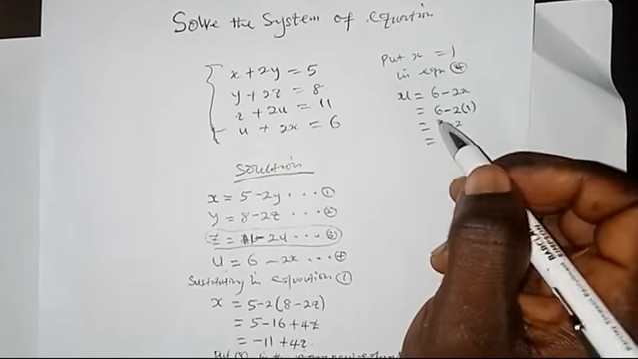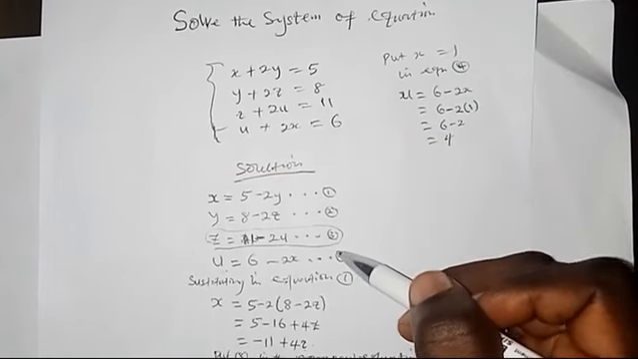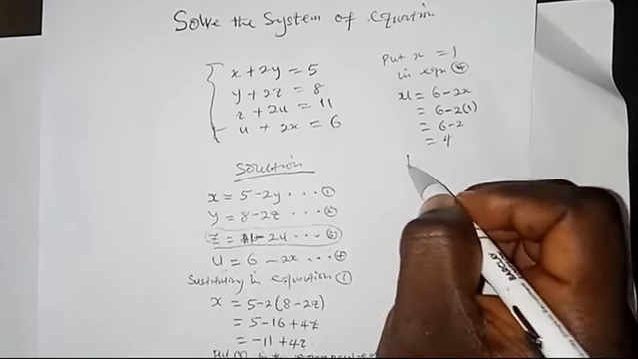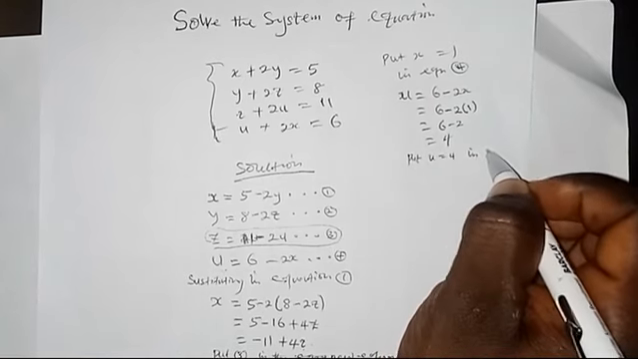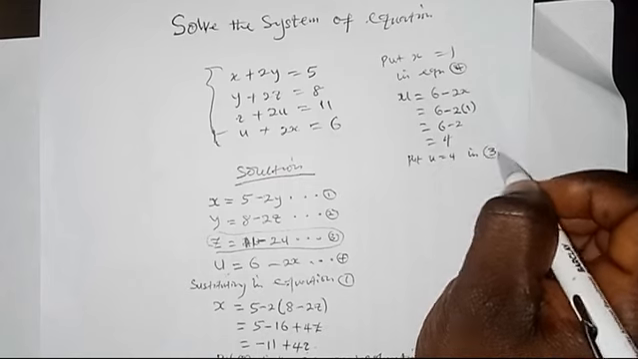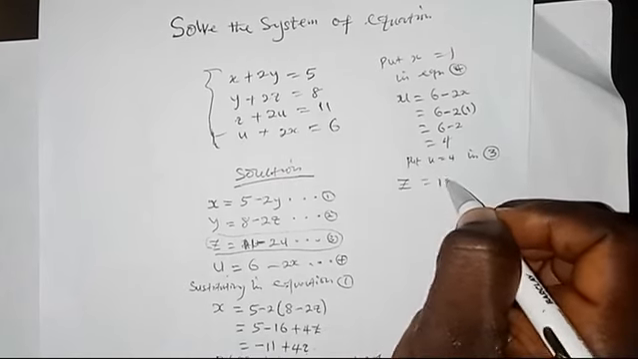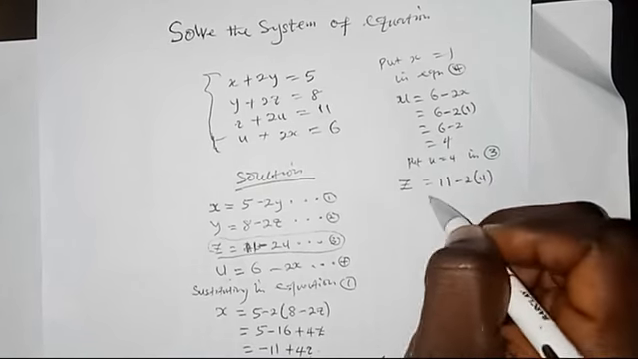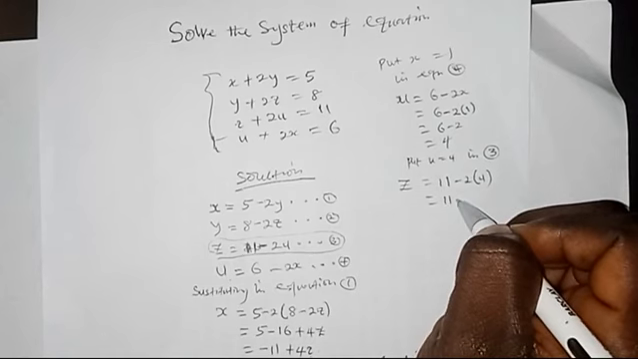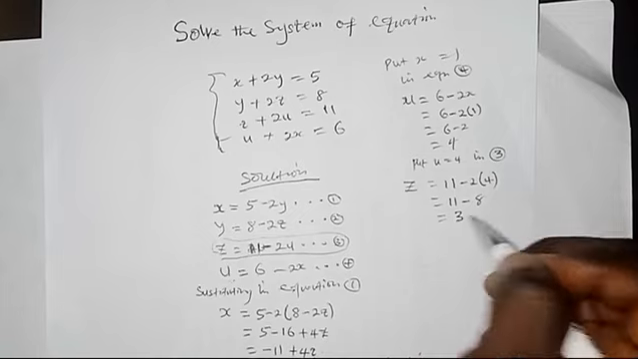Okay, now that we've gotten our u, we can put the value of u in our equation 3 right here. So we say put u equals 4 in equation 3. Okay, and we are going to have that our z is equal to 11 minus 2u, and our u here is just 4. Okay, simplifying that, this is 11 minus 8, and that's actually going to give us 3.